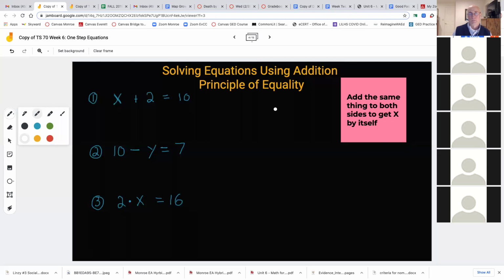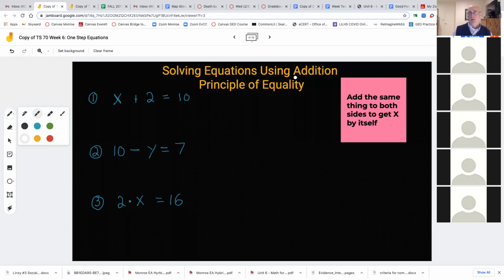And all right. All right, hopefully you're doing okay. You just about got this copy down. So the first kind of rule here, it says in yellow up here at the top, solving equations using the addition principle of equality, okay?